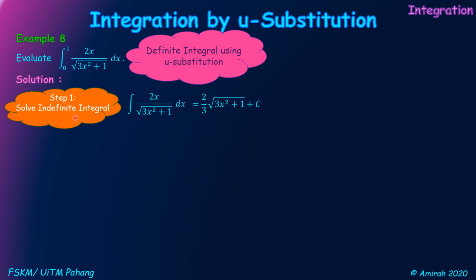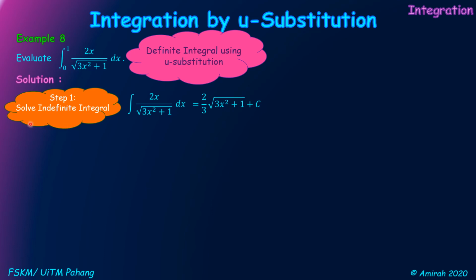Alright, from the previous slide, we solve the definite integral using U-substitution. First step, we solve the indefinite integral first. Then we get this answer. We get the integration of 2x over square root of 3x squared plus 1 dx, which is the indefinite integral without lower limit and upper limit, equals 2 over 3 square root of 3x squared plus 1 plus c. This is what we get in step 1 in the previous slide.